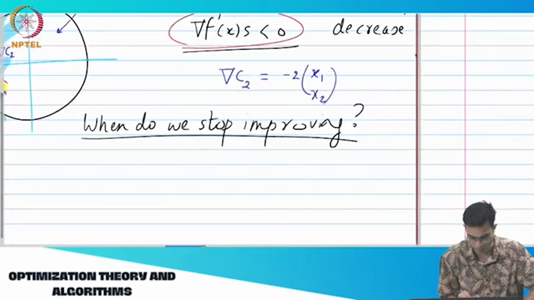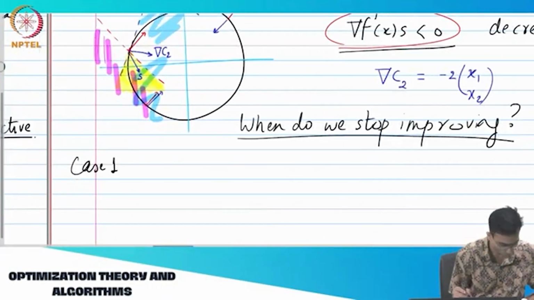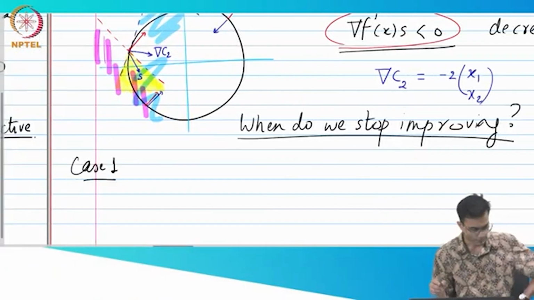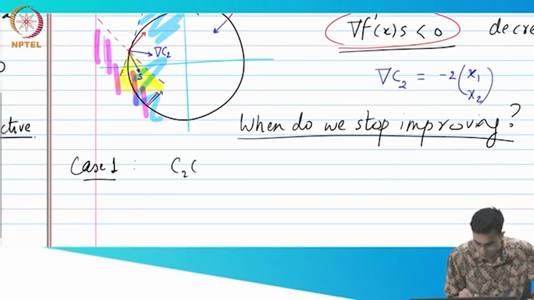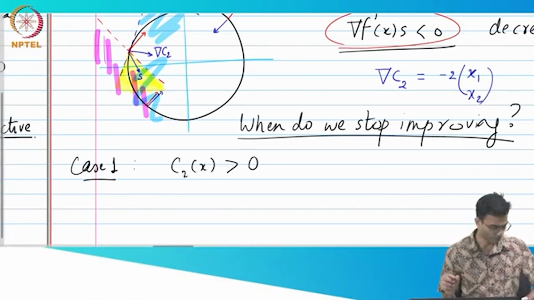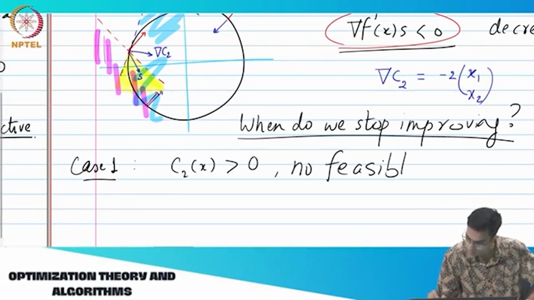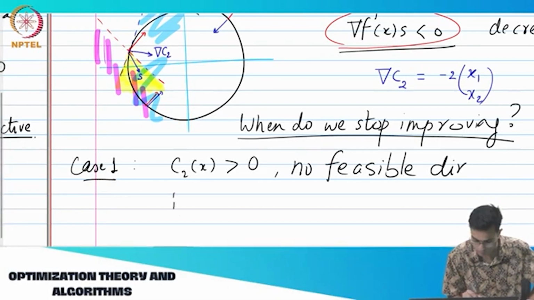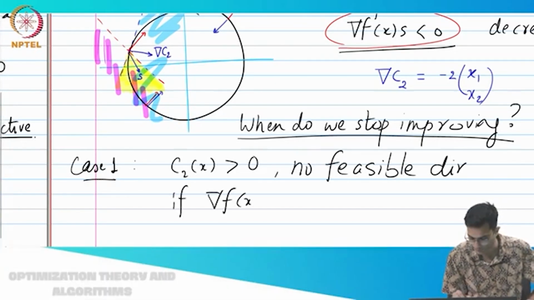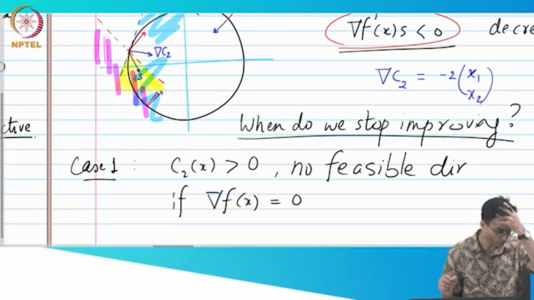So in the case of case 1, just to remind you, c2(x) was strictly greater than 0. So we have no feasible direction if grad f of x is equal to 0.